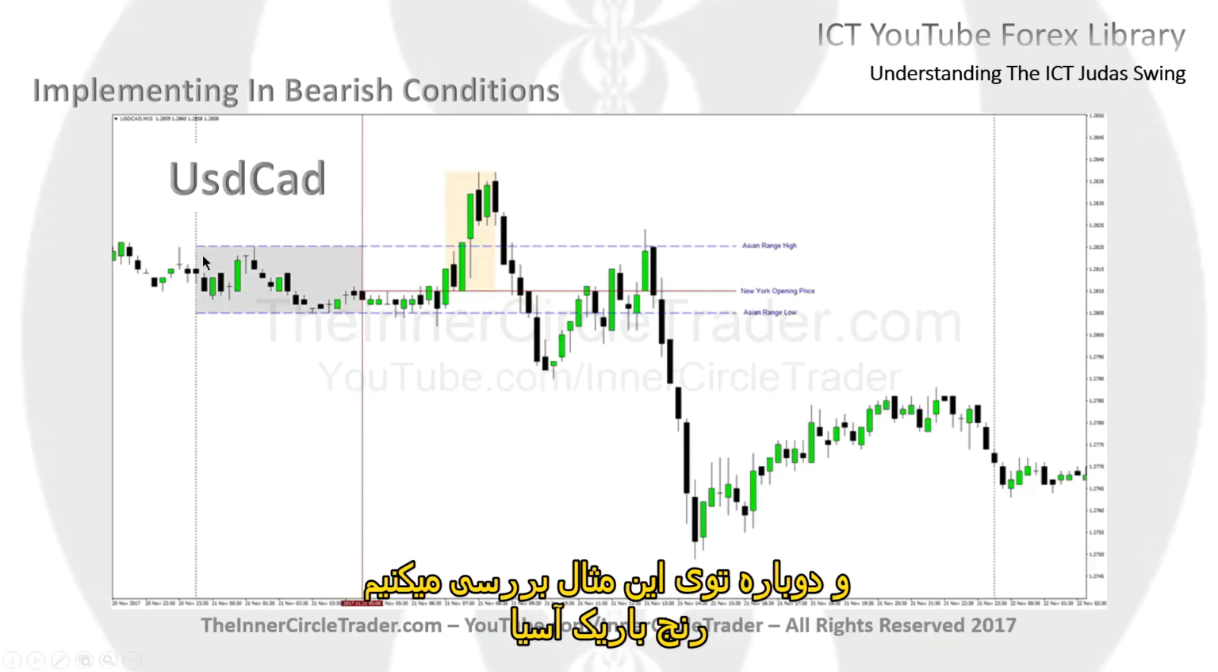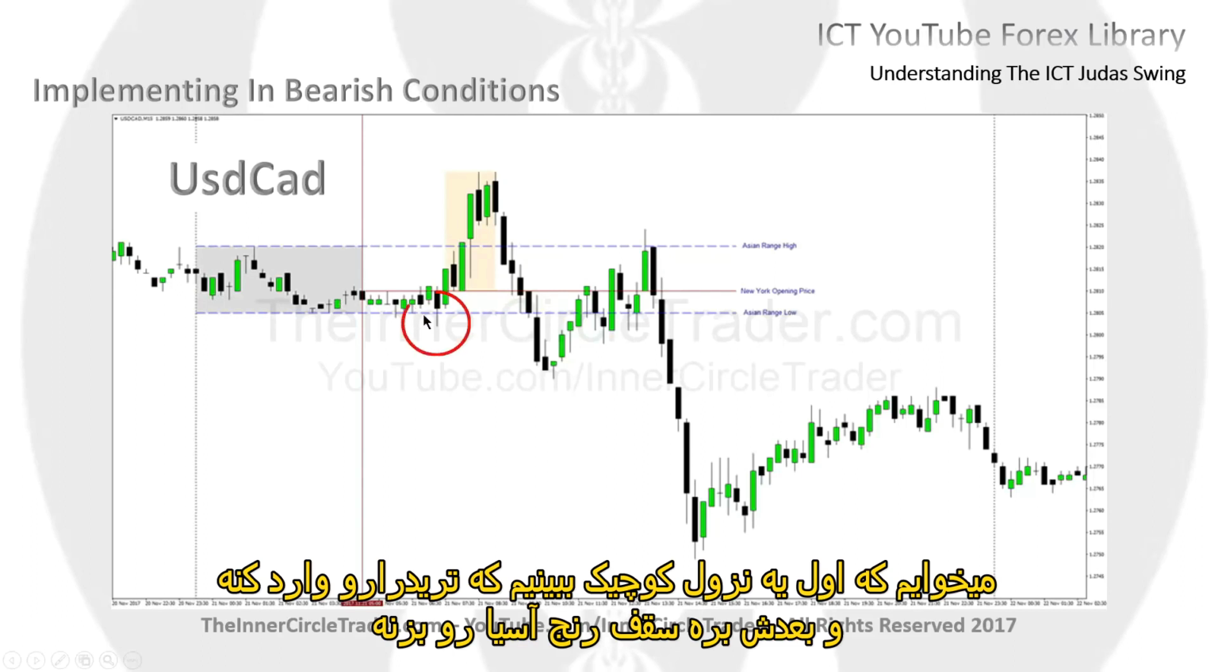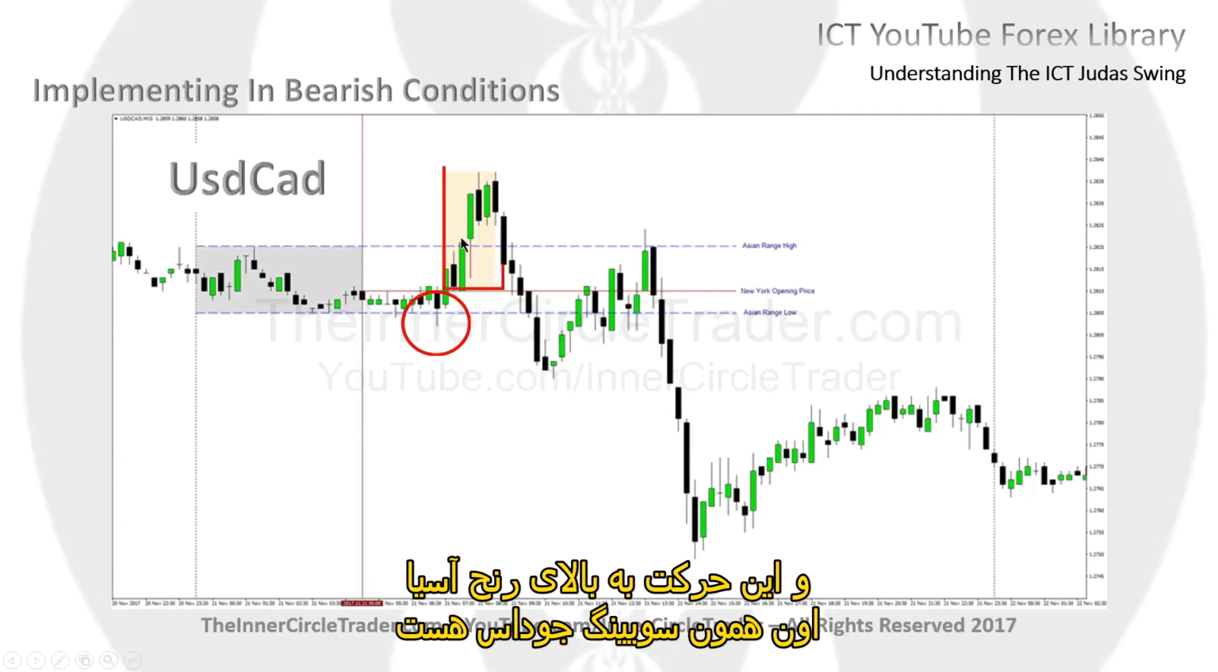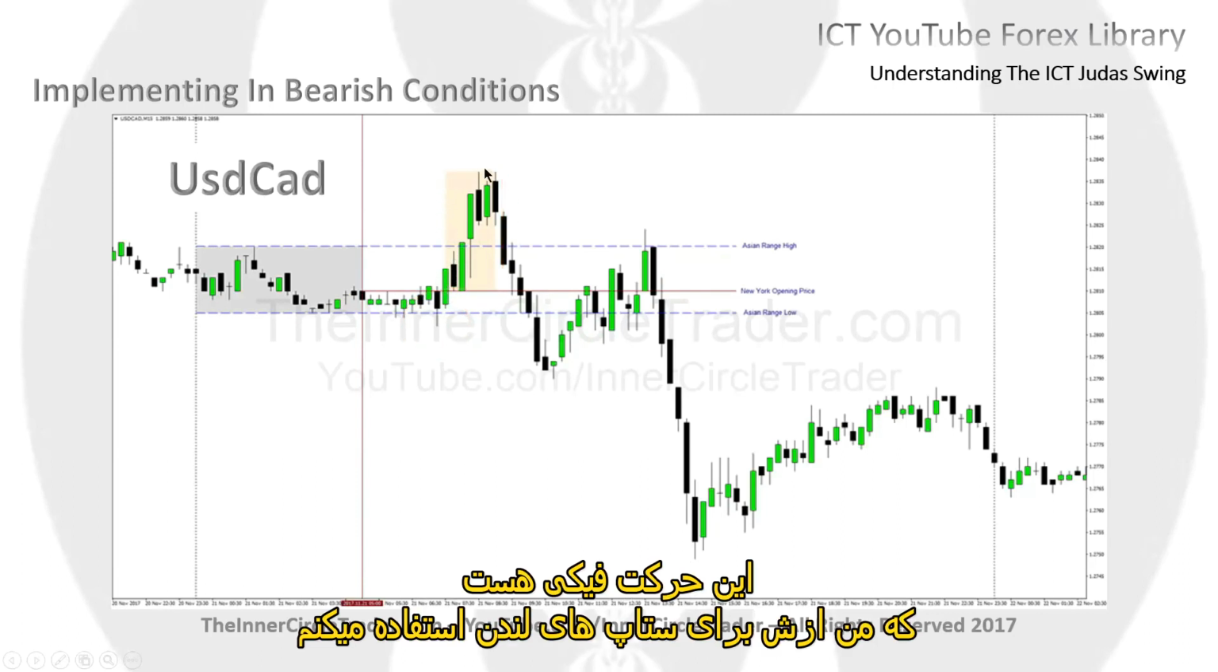But for this example, again, the Asian range, small tight consolidation, we want to see it drop down, trip traders in right away, then run on the other side of the Asian range high. That movement above the opening price, above the Asian range high, that is the Judas swing. This is the false or trap move that I use to get in on London setups.